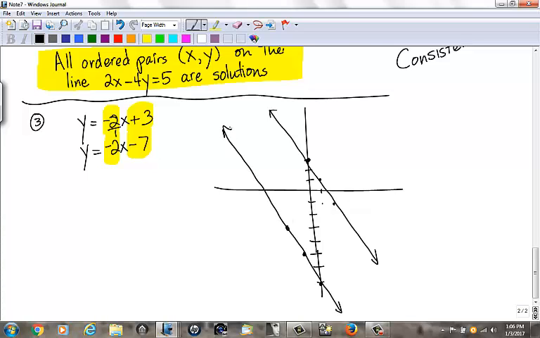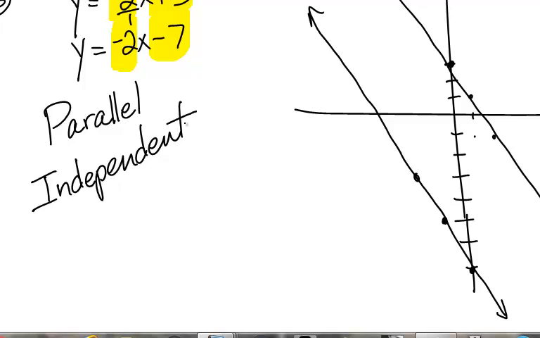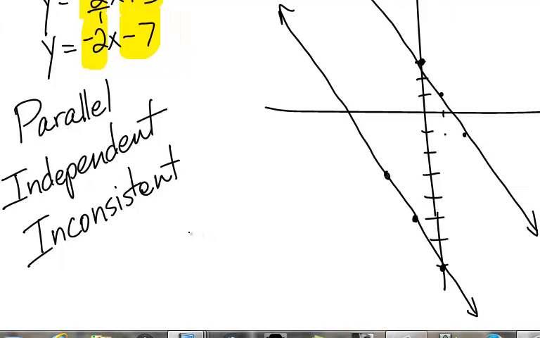Okay. So if the slopes are the same and y-intercepts are different, they are parallel. Can you see two separate lines? Yes, then they are independent of each other. Is there a solution? No, so inconsistent. Inconsistent means not a solution. Prefix in means not a solution. Okay?